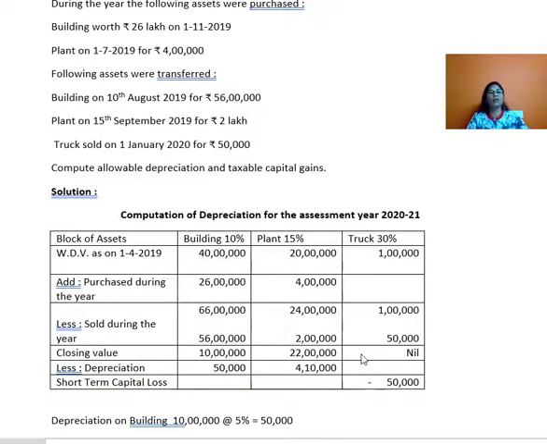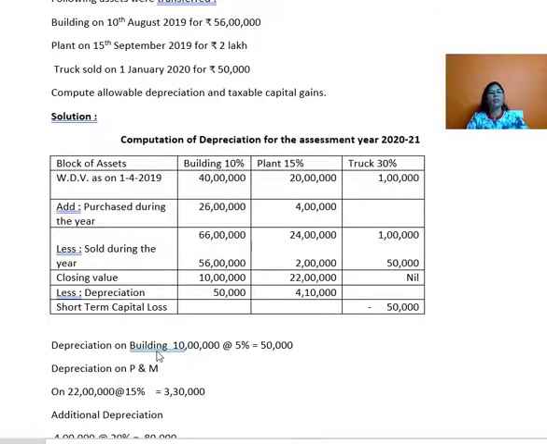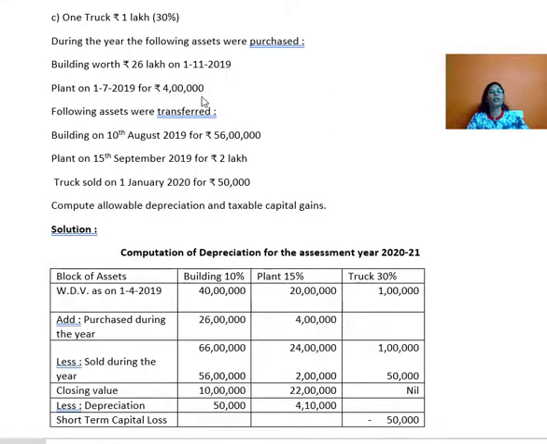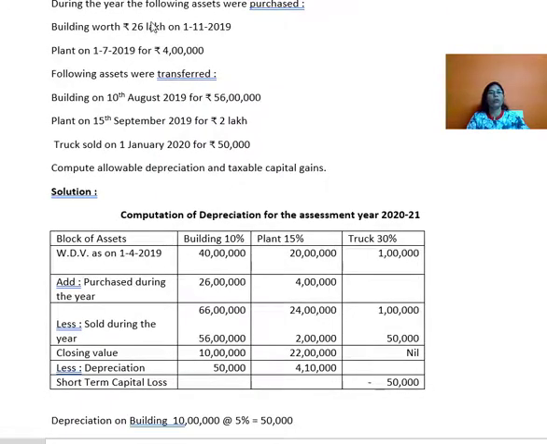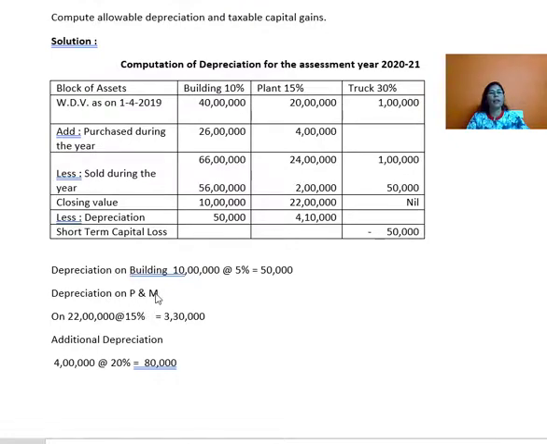So this is the closing value, but there is no closing value for the truck because the only truck which was there is sold. Now let us charge the depreciation on the asset. Depreciation on building. As the new building was purchased on 1st November 2019, though it is of 26 lakh, the closing value is 10 lakh. On 10 lakh rupees, we have to charge at the rate of 5%. That is half of the actual rate. That comes to 50,000.